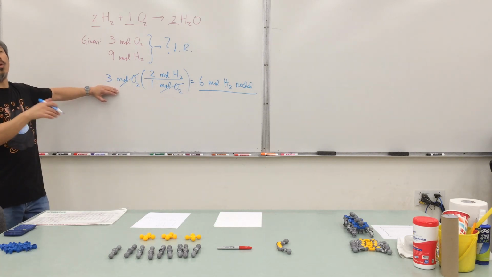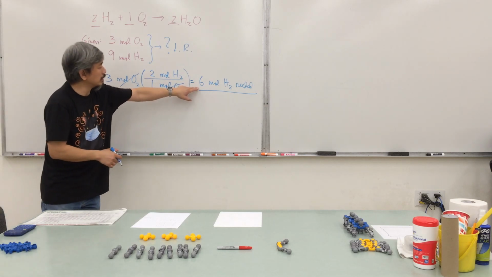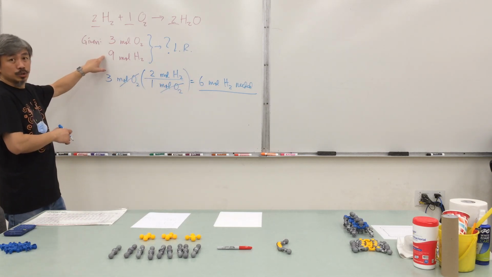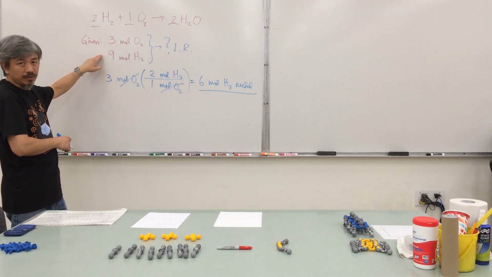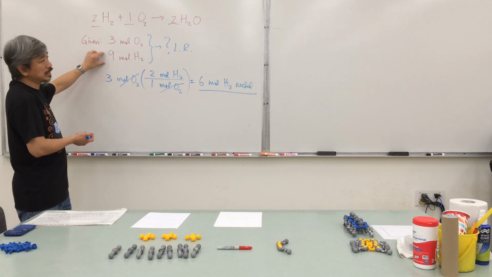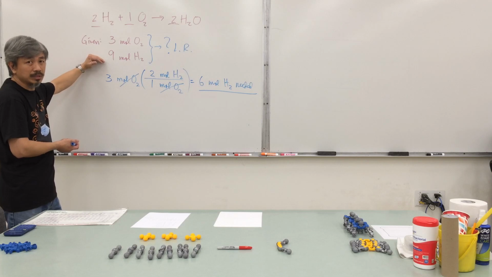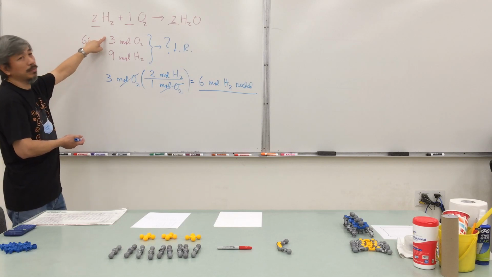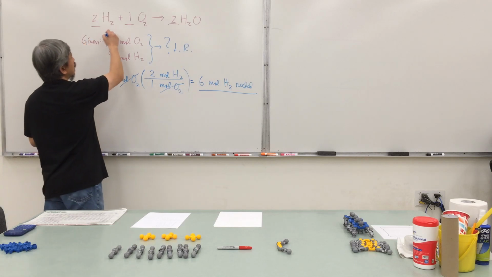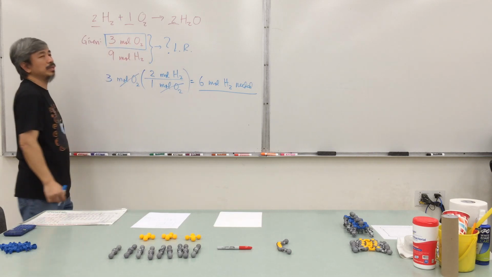The question is, do I have enough? Well, let's take a look. I need 6. Oh, I have 9. Sure enough, I have more than enough. So here's the thing. If I have more than enough, that means I'm not going to be able to use it all up. There's going to be leftovers of this substance. If I have leftovers, that means I've used up all of the other. So this tells me right away that O2 is my limiting reactant.